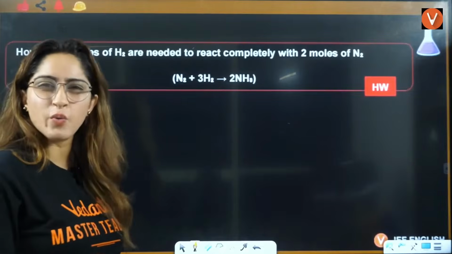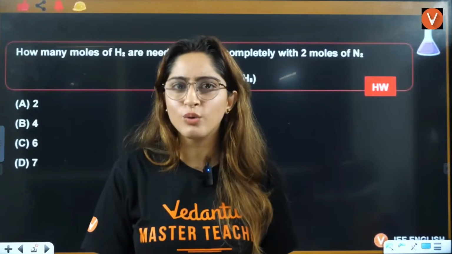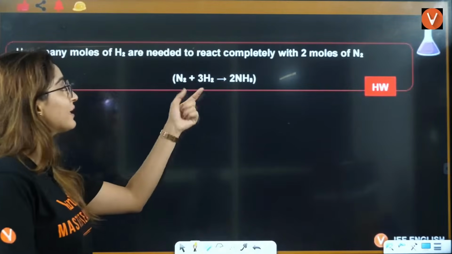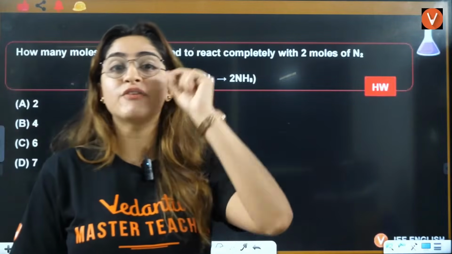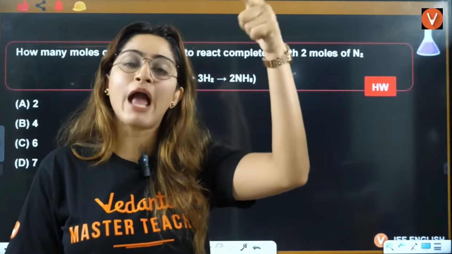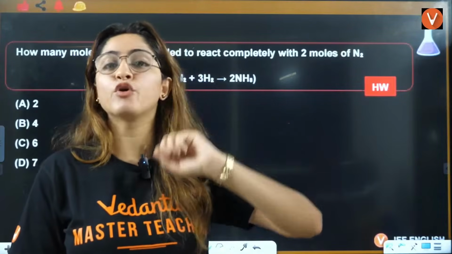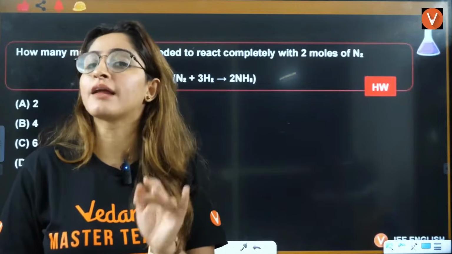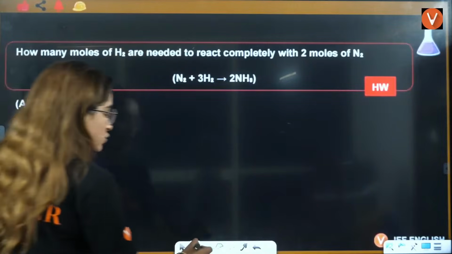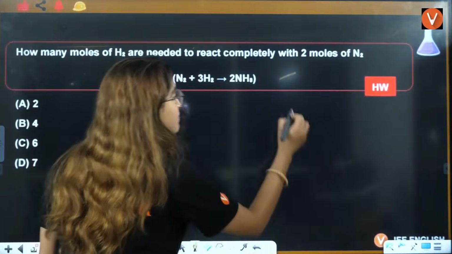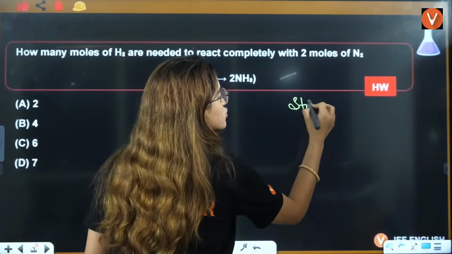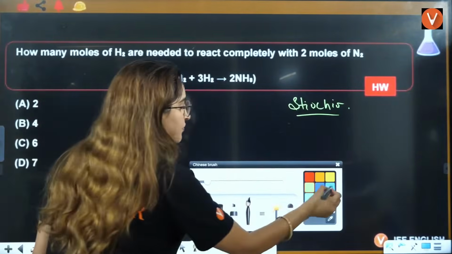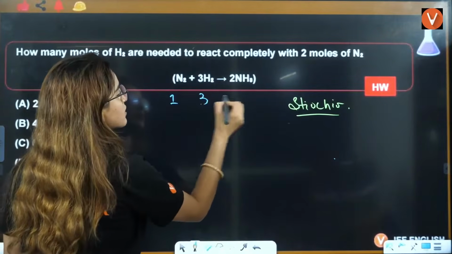Is this a question of limiting reagent? No. In the limiting reagent, what I told you is that they will give you either a hint or directly the moles of every single reactant. So this is not a question of limiting reagent, but a question of stoichiometry. Can I say now that this is 1 mole, this is 3, this is 2 mole.